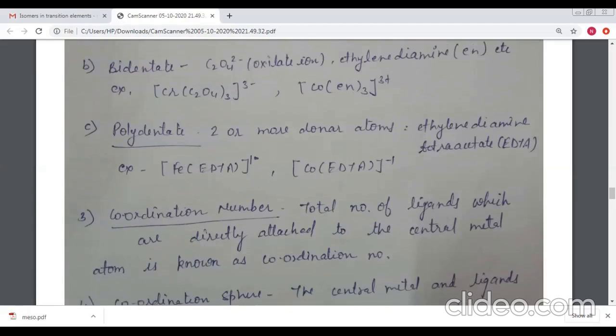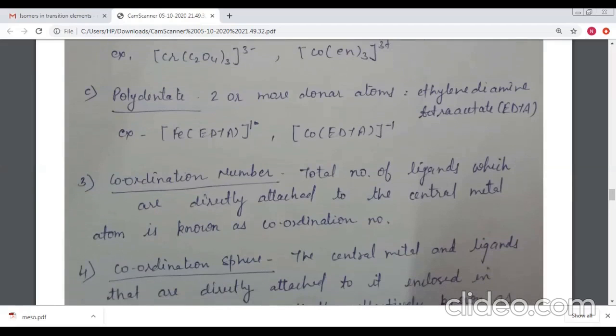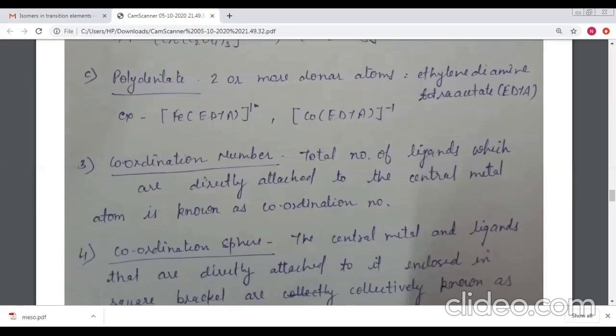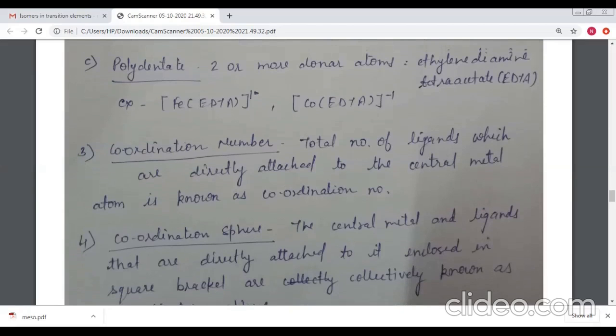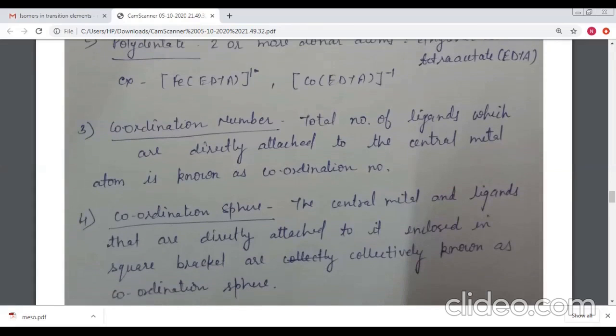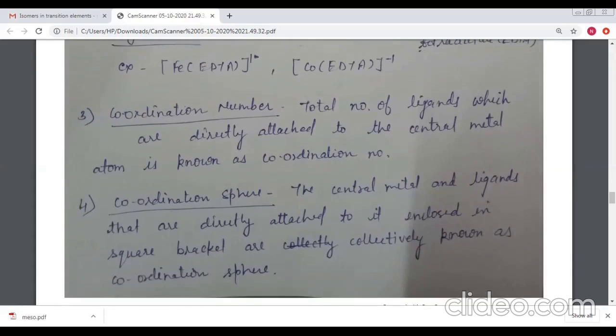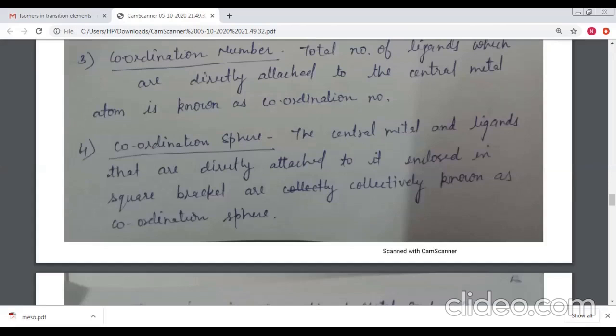Now come to the coordination number. The next point is the coordination number. The total number of ligands which are directly attached to the central metal atom is called the coordination number. Now the coordination sphere. The coordination sphere is the central metal atom and the ligands that are directly attached to it, enclosed collectively in a square bracket. This is called the coordination sphere.